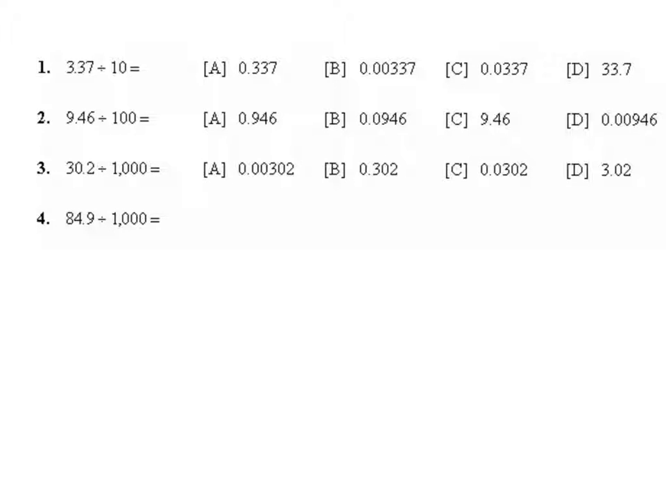In this video, I'm going to show you some examples of dividing decimals by powers of 10. Remember that when you divide a number by a power of 10, you are just shifting the digits in that number one place value to the right. So for example, if I take 5,000 and I divide it by 10, I shift it one place value to the right and I end up with 500.